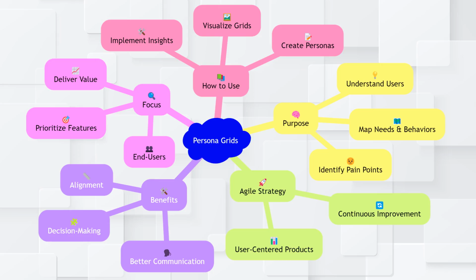Persona grids are a powerful tool used in Agile strategy to understand and empathize with different user types. They help teams visualize and map out the needs, behaviors, and pain points of various personas. This understanding is crucial for creating user-centered products and services. In the context of agility and coaching, persona grids facilitate better communication, alignment, and decision making within teams.